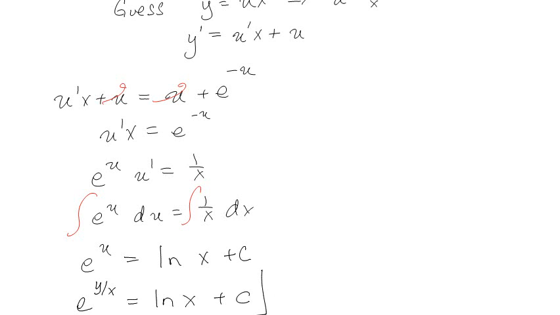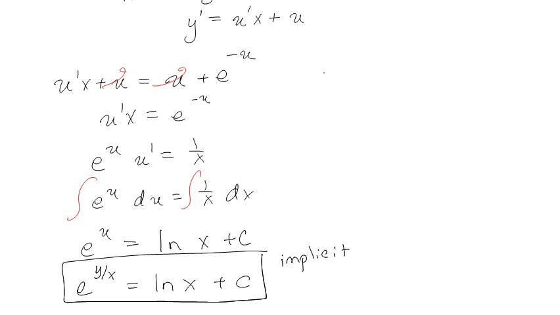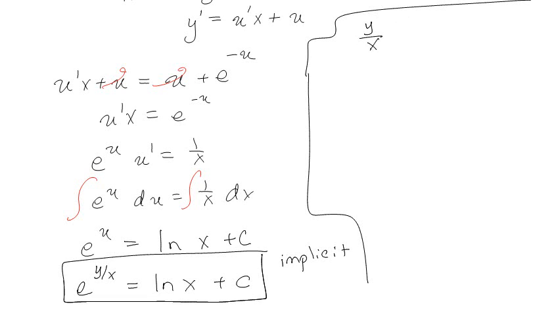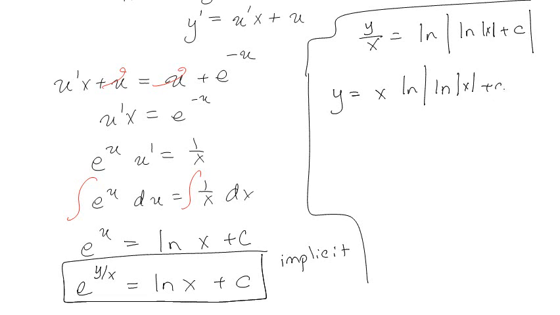Now, I can leave it like this. This is called an implicit form, which means that I've kind of implied what the value of y is, but I haven't actually solved for it. If I wanted to solve for it, I could. I could just come over here and take the natural log of both sides. So I get y over x is equal to the natural log of x, and I'm going to go ahead and put in my absolute value signs to be good, plus c. And then multiply both sides by x. So this is another form of the same solution. This is called the explicit form because I'm explicitly telling you what y is.